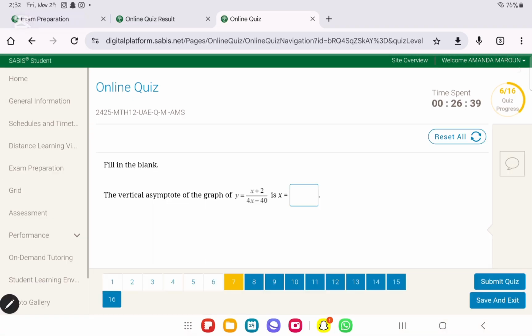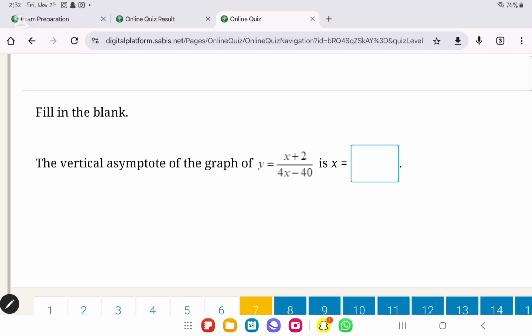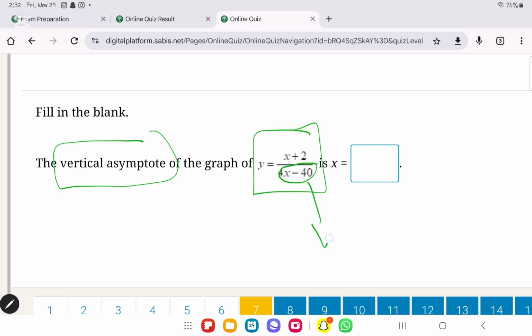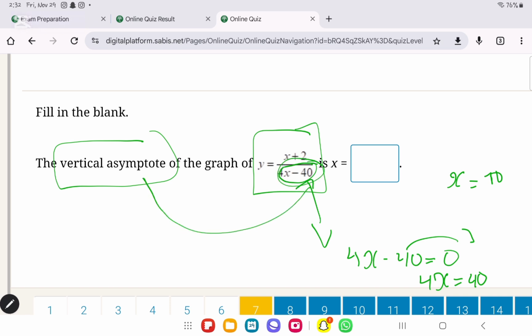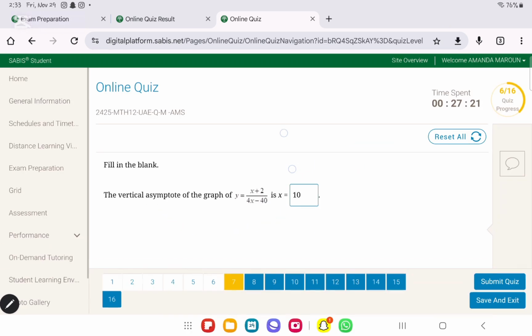Now we move on to question number 7. They need the vertical asymptote of the graph. Very simply, to find the vertical asymptote of the graph, if they give it to us in this form, we're going to take this denominator and solve it. So for x minus 40 is equal to 0, bring 40 to the other side. Then x is equal to 40, x is equal to 10. And like this, we found the vertical asymptote. So remember, for the vertical asymptote, you solve the denominator. In this case, it's going to be 10.